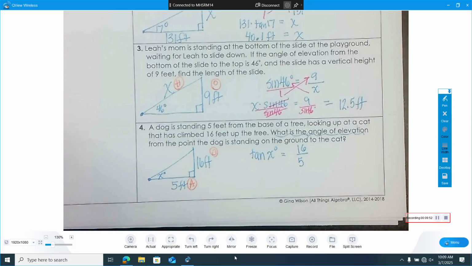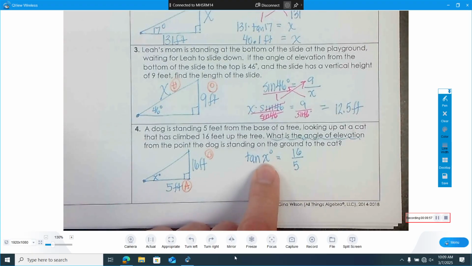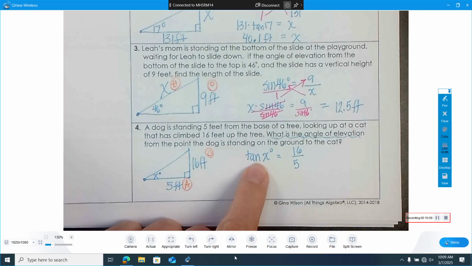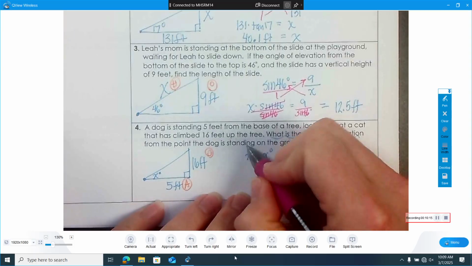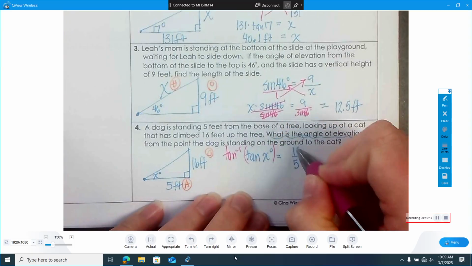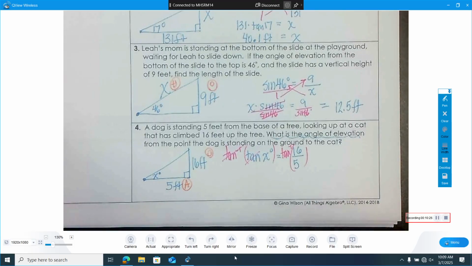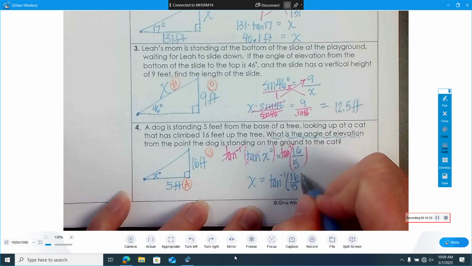From yesterday, how do we free the x here? It's trapped. How do we free that x? We can't divide by tangent. It's not a number. It's a whole entire function. How do we get rid of the tangent? How do we undo tangent? The inverse. Very good. Tangent inverse. We're going to do tangent inverse of both sides. Tangent inverse and tangent undo one another to free the x. So we get x equals the tangent inverse of 16 over 5.